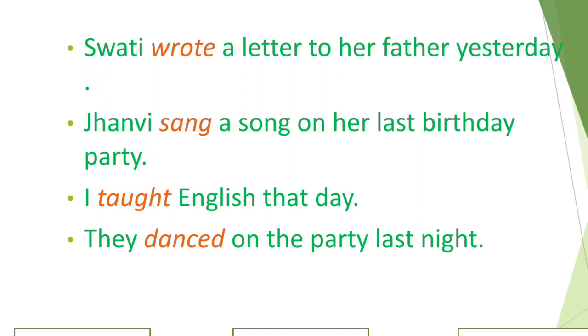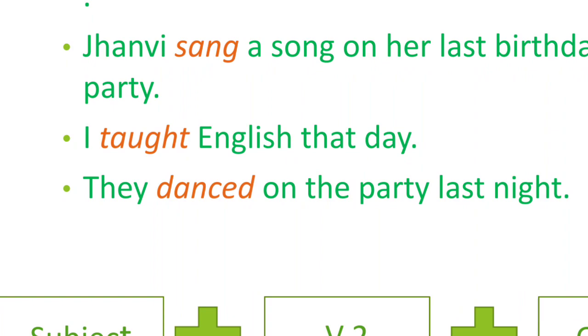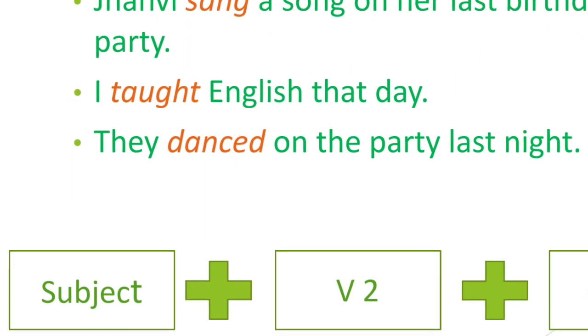Like Swati, the first base form of the verb is write, and the second form, V2, here is wrote. The first form is sing and the second form is sang. The three forms are sing, sang, sung. The first form, I teach English, and the second form, I taught English. The first form, they dance together, and the second form, they danced on the party.